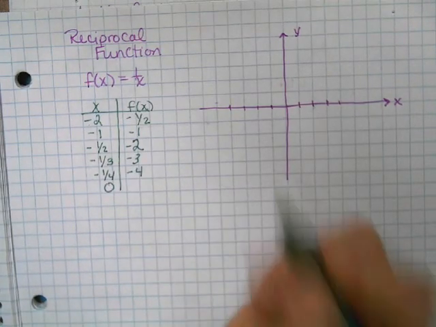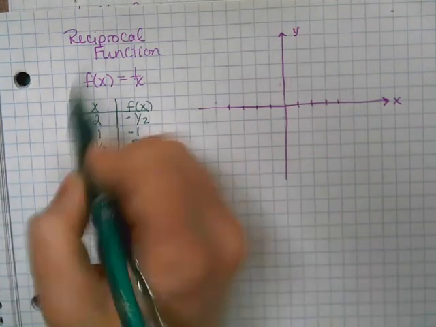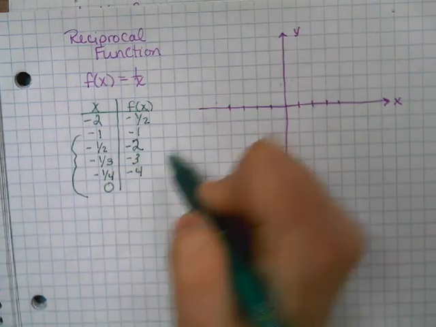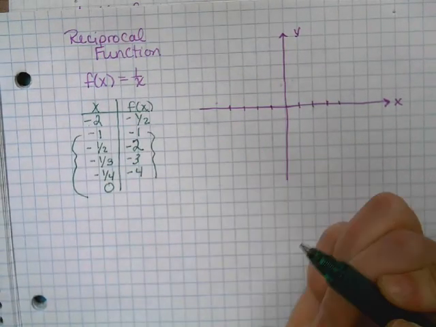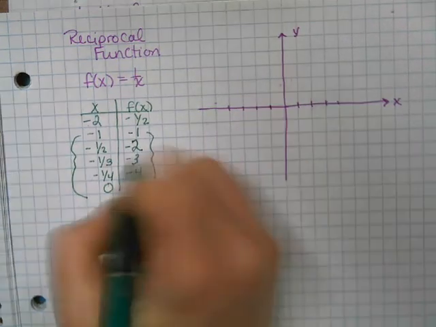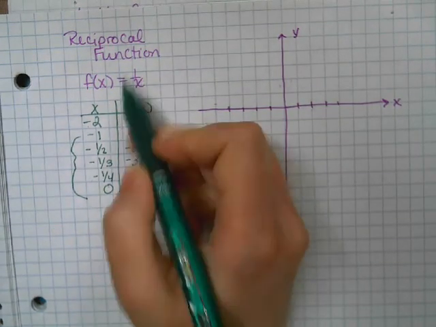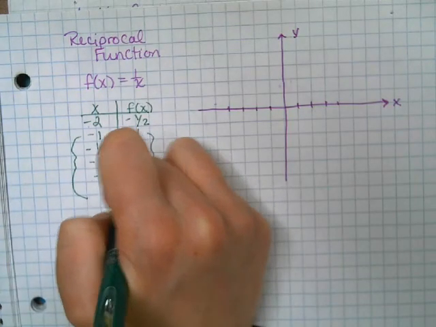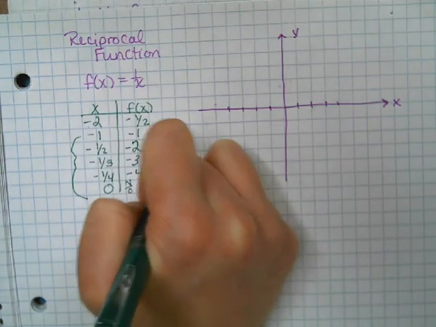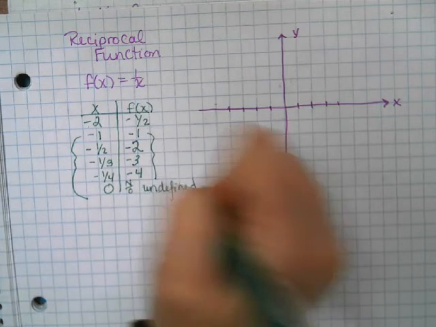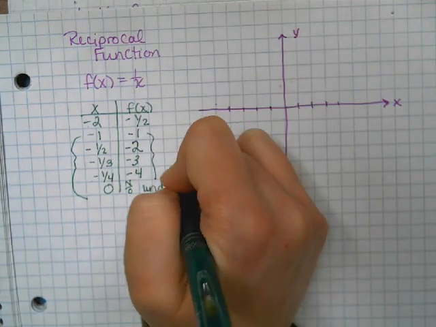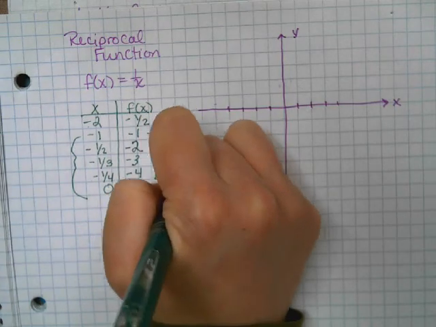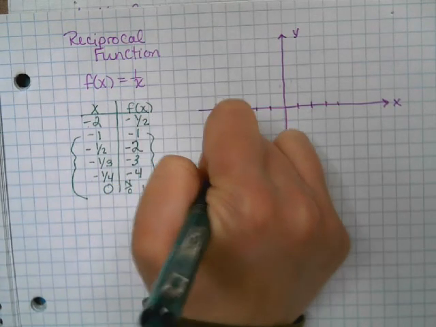So you see that as we're getting closer and closer and closer to 0, these numbers get really, really big, okay? So right here, between negative 1 and 0, these values are getting quite large, all right? What happens at 0? Well, what is 1 divided by 0? Remember, that's undefined. It's what we call an asymptote.